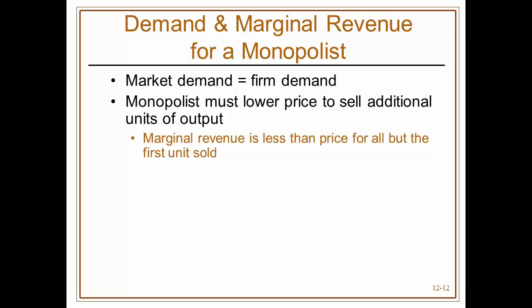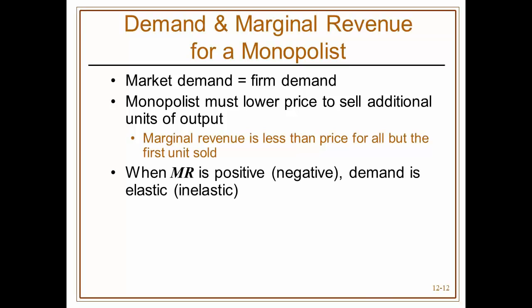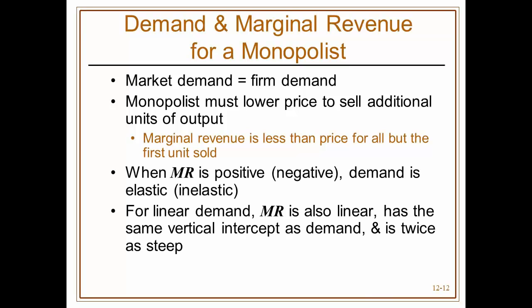But what's really interesting to us is this idea that the marginal revenue is always going to be less than the price for the monopolist. What we're going to end up finding is that if the demand curve is linear, the marginal revenue curve is also going to be linear. It's going to have the same vertical intercept as the demand curve, and it's going to be twice as steep. You don't necessarily have to remember that. I think we have an algebra calculus example coming up in the slides, and you'll see why that has to be true.